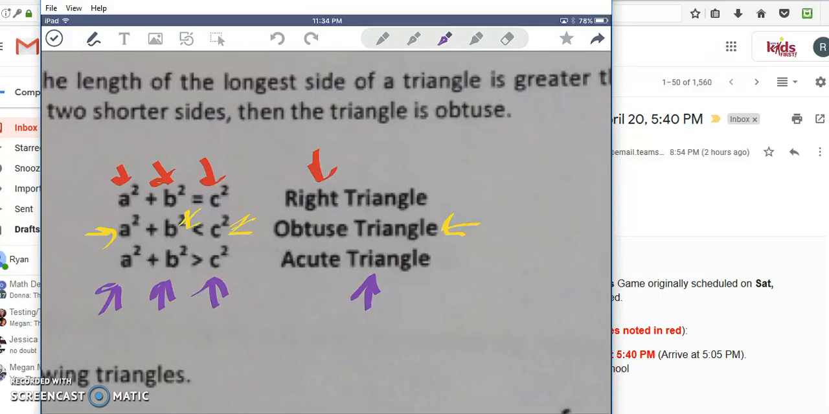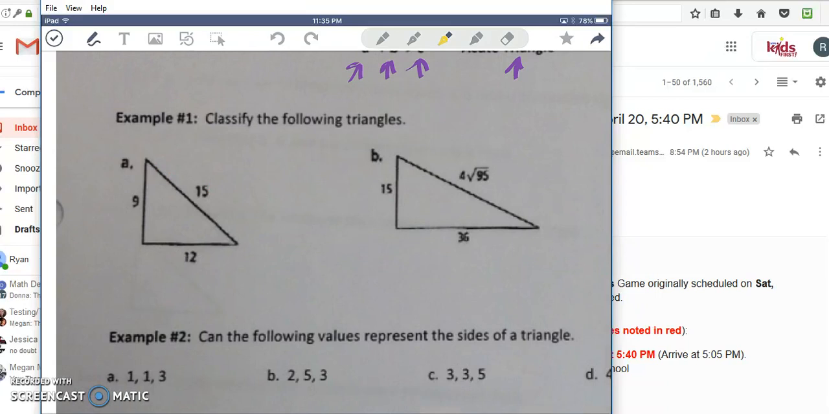If a squared plus b squared is less than c squared, obtuse. If a squared plus b squared is greater than c squared, it's acute. And if a squared plus b squared is equal to c squared, then it is a right triangle. So let's classify these triangles. The c squared is going to be the one opposite the longest side. We don't necessarily know it's a right triangle, so that's what we're trying to figure out. So the c is going to be your 15, so let's set this up.